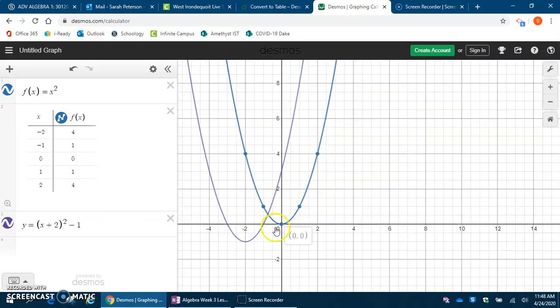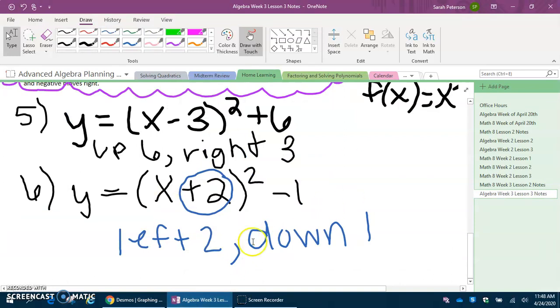So 0, 0, and then the vertex here is negative 2, 1, so that means I went left 2 and down 1, which is exactly what I had described here. So that means that that transformation is correct. So this is what you're kind of expected to do, is identify what's happening to the parabola just by looking at the equation in vertex form.